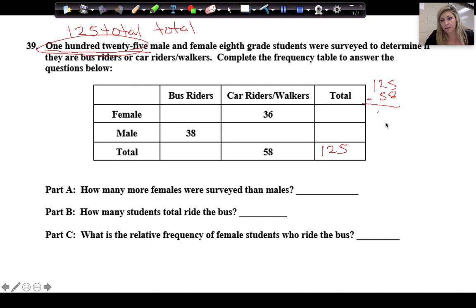You can use a calculator here, by the way. That'll give us 67, and then we are subtracting 38 from that to get this number, which is 29. Okay, we are subtracting 58 minus 36 to get this number, which is 22.